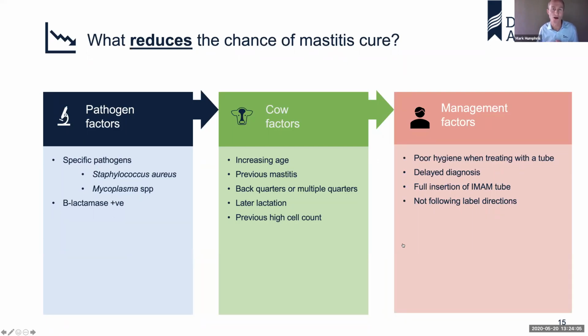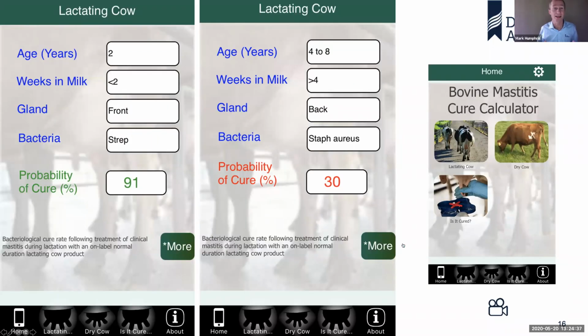Delayed diagnosis, not finding that cow soon enough, will also reduce cure rates, as will not following label directions. Okay, so that's really good information, and it may be obvious to those online, but really good to reflect on the evidence that we have around what we know about reducing the risk of chance of cure.